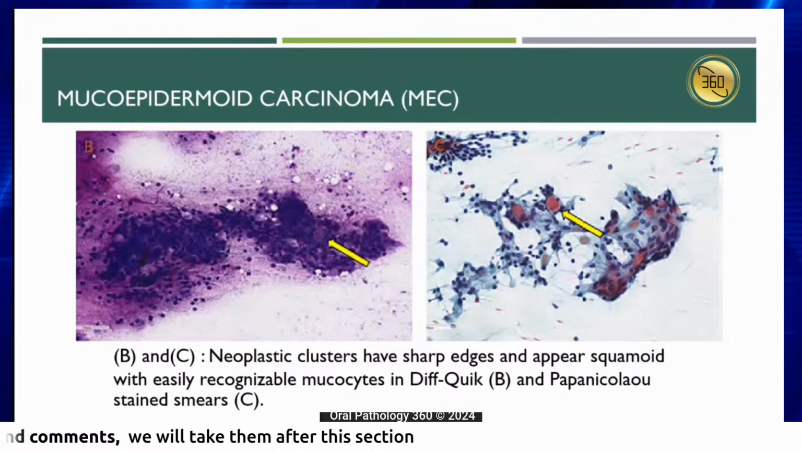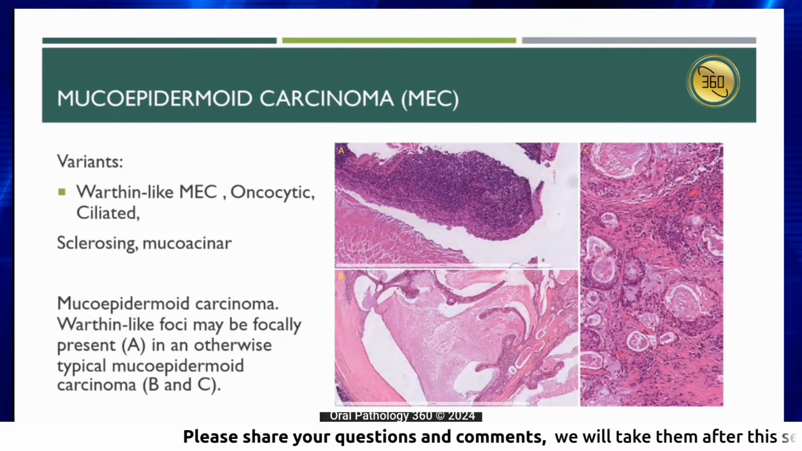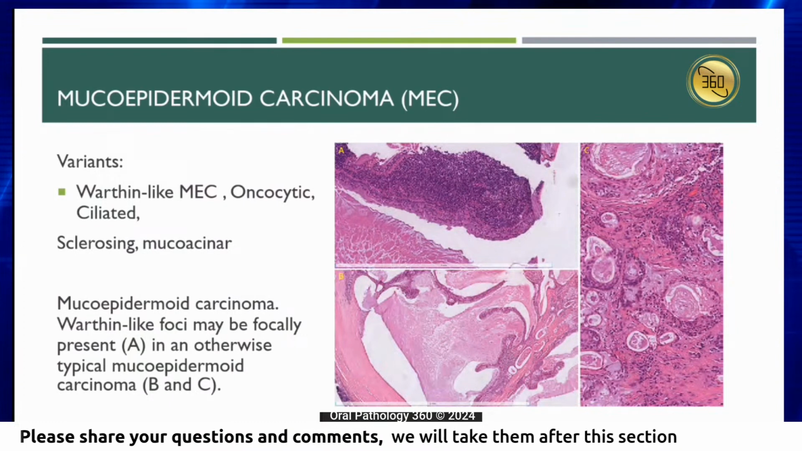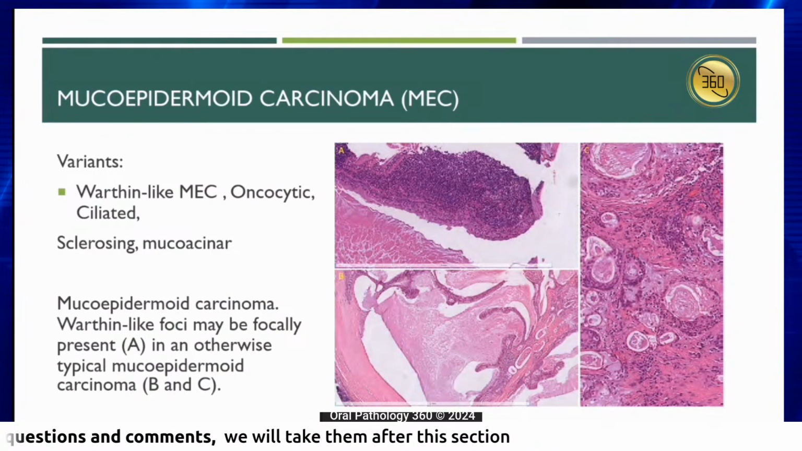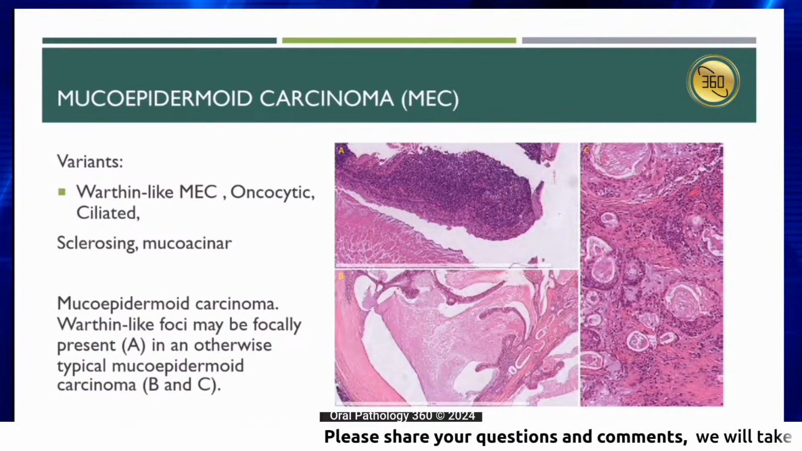Now notice the sharp edges in squamoid clusters in these cytologic specimens. Also, several variants have been introduced for mucoepidermoid carcinoma. An example is the Warthin-like variant. In this variant, you can see focal Warthin-like features in an otherwise typical mucoepidermoid carcinoma. This variant may be misdiagnosed as Warthin tumor.